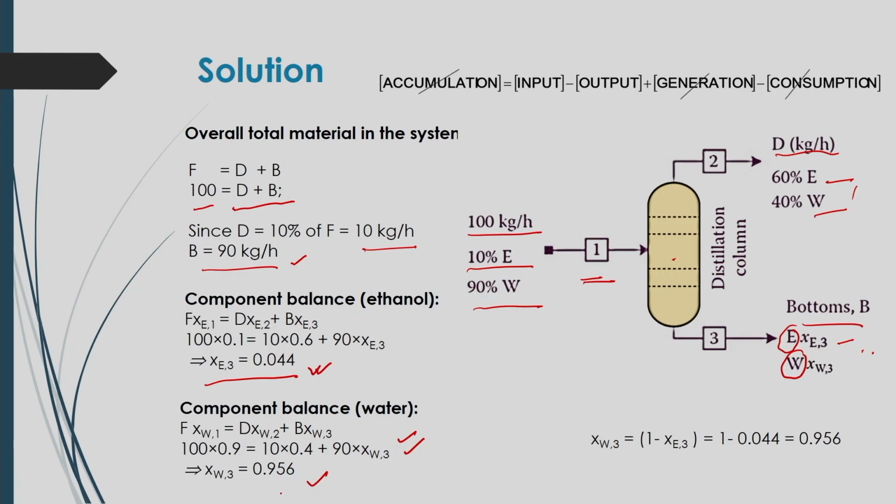Now you can get this Xw3 without doing the component material balance for water also, because once you know this Xe3 in stream 3, you can get it from the auxiliary equation Xe3 plus Xw3 equals 1. From that you can directly calculate the composition of water in stream 3. So it will be 1 minus Xe3, basically it is 0.956, which we have got based on this component material balance for water.